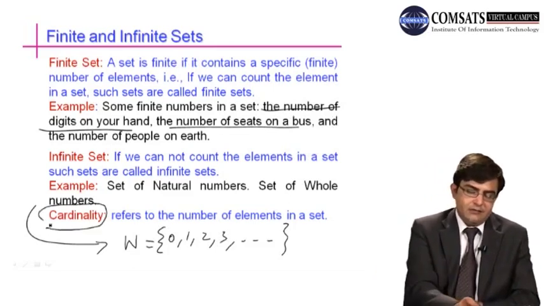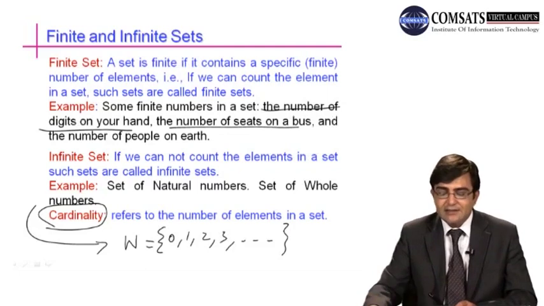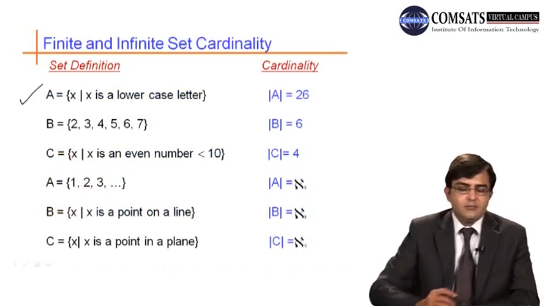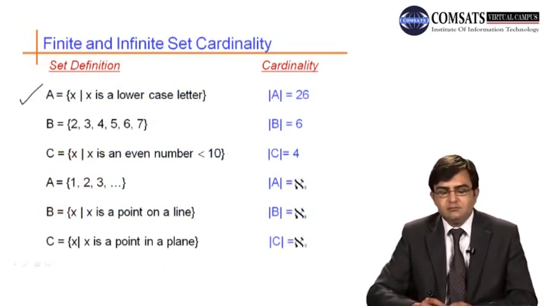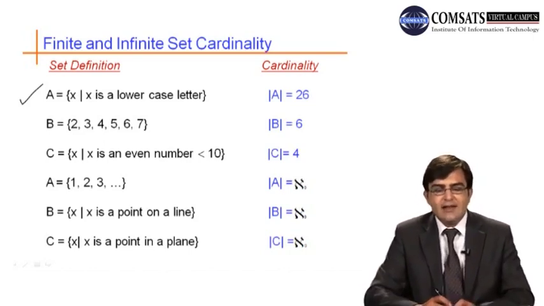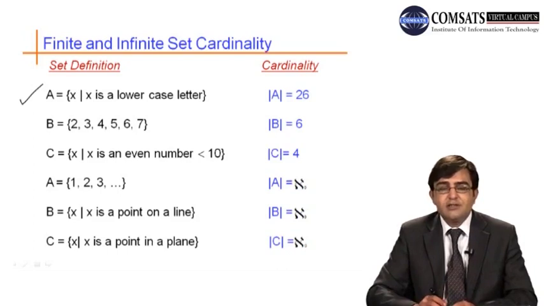Another thing which is called cardinality. Cardinality is basically the number of elements in a set. Cardinality denotes the number of elements in a set. For example, if we have this set A, it can be written as x such that x is a lowercase letter. So this is another notation of a set. We can write a set in different forms.